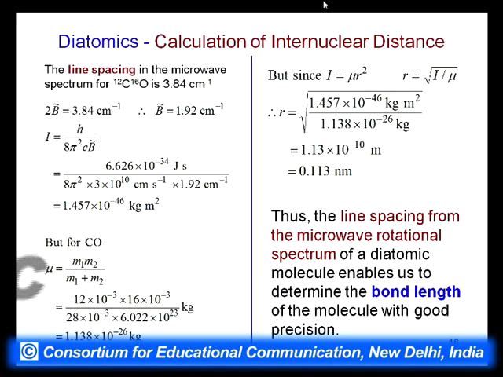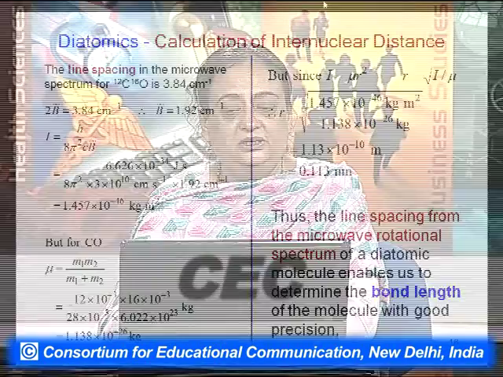We are not talking about a mole of the molecules, we are talking about the one molecule. So, we divide by the Avogadro's number, which is 6 into 10 raised to the power of 23, and what we finally observe is 1.138 into 10 raised to the power of minus 26 kg is the reduced mass of the carbon monoxide molecule. But we also know that I is equal to mu r square. So, since we know the value of mu, we can easily calculate the value of r square, and from there we can find out the r value in meters.